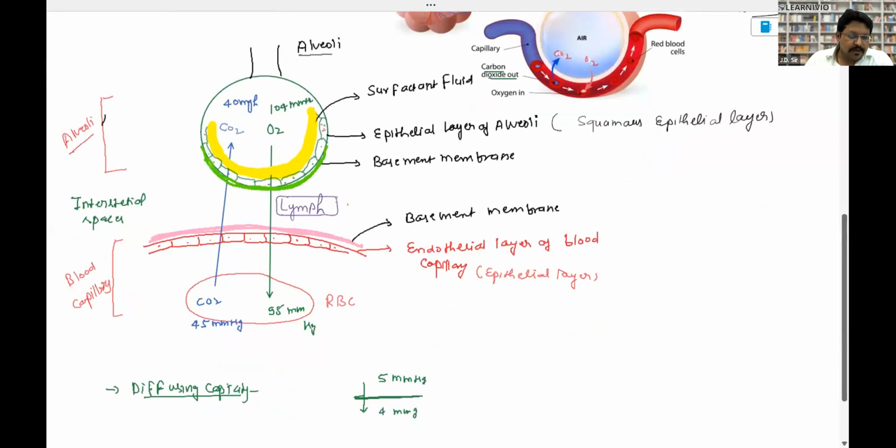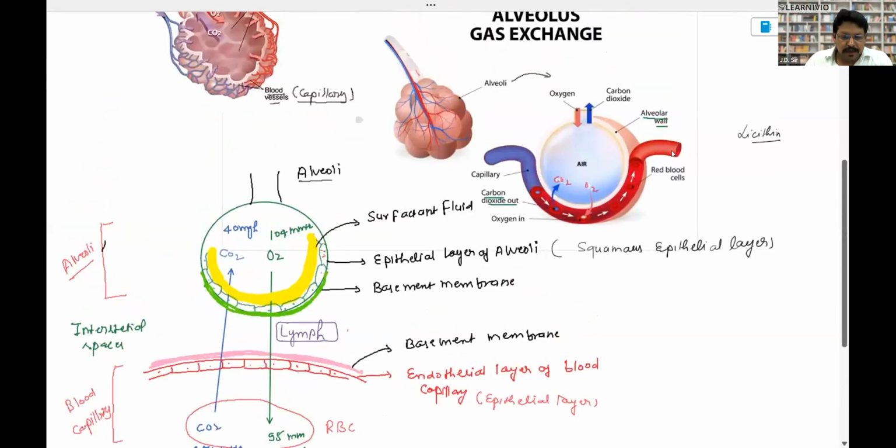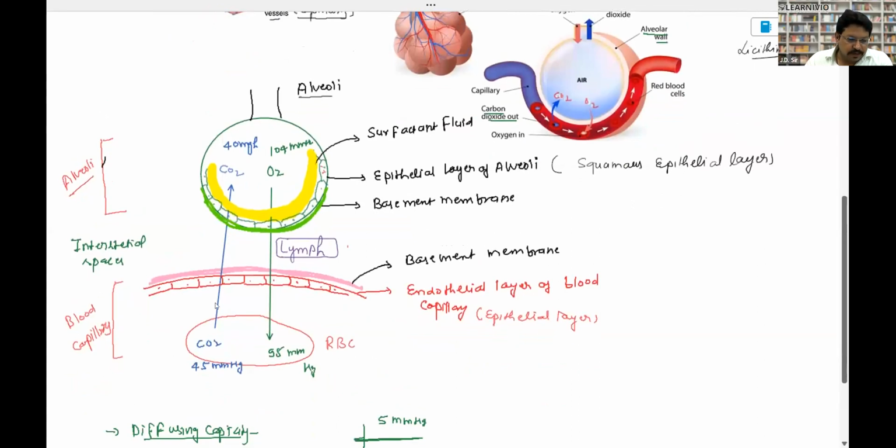Okay. Then these blood capillaries are found around these alveoli. Try to understand. This is the layer of the blood capillary, and this is the endothelial layer of the blood capillary. This is the epithelial layer, so we call them the endothelial layer. Above that there is a basement membrane. Between these blood capillaries and alveoli, they are not directly in contact with each other. Basically, blood capillaries are not directly in contact with any organ or any cell. There will be a middleman.